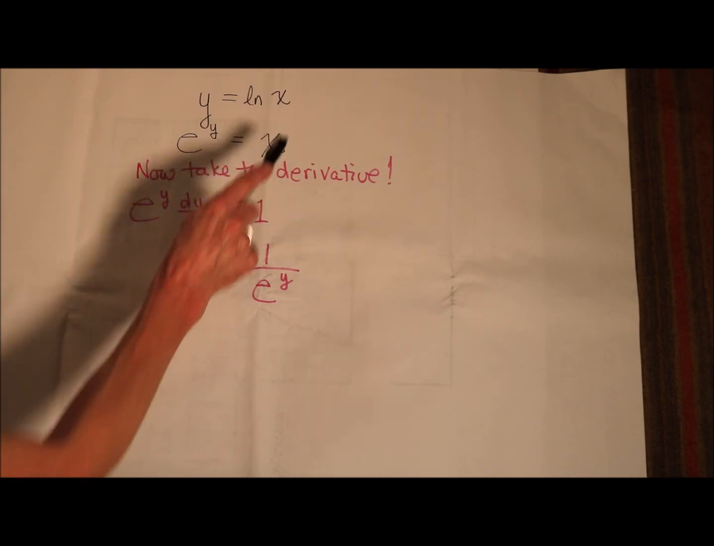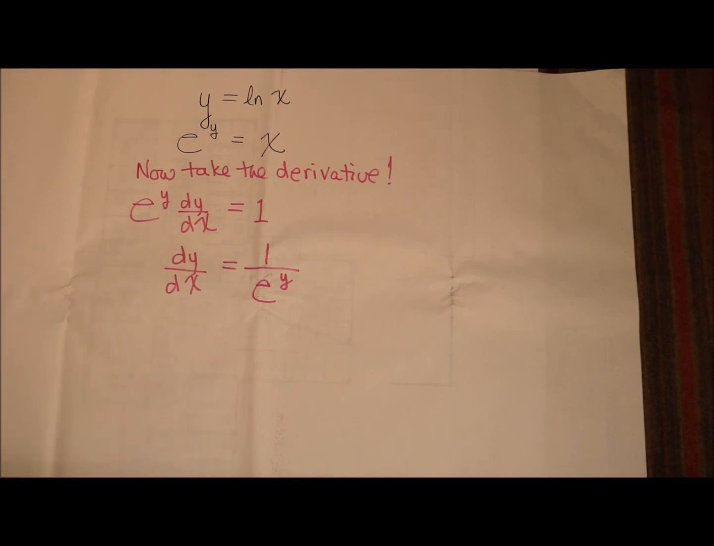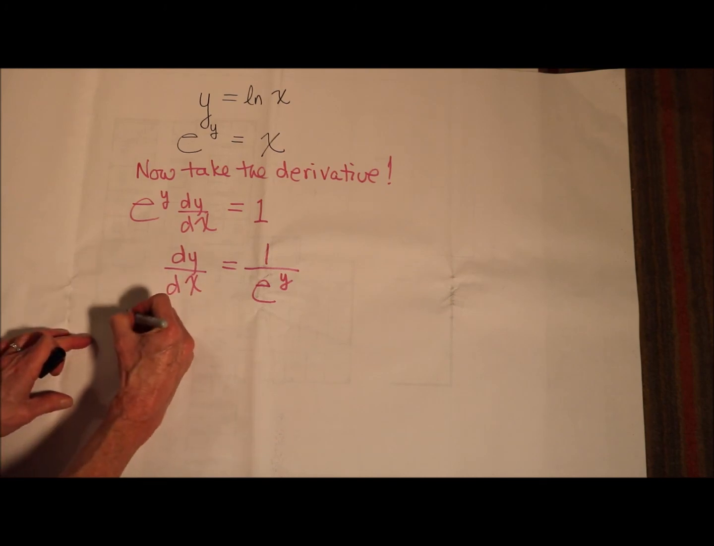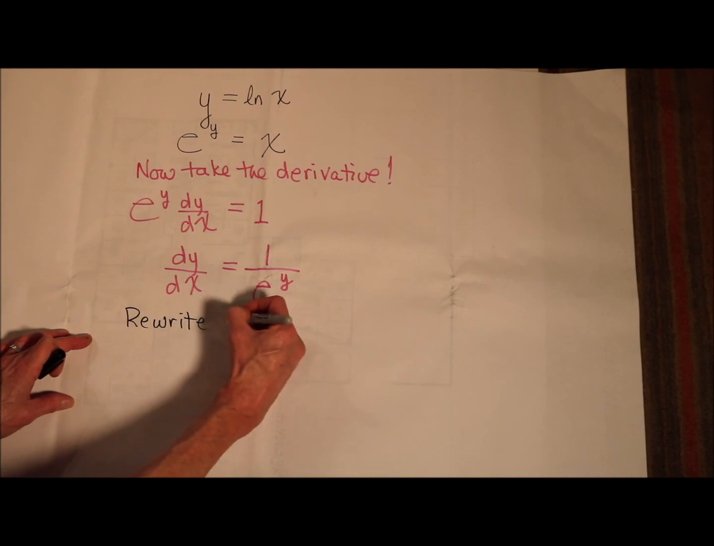What's the derivative of x? 1. Now if I want to solve for dy dx, I get 1 over e to the y. Woohoo! You found the derivative of natural log of x. But what looks unusual about this? Yeah, I have my derivative in terms of y, which is okay, but that might get a little awkward. So now try to rewrite this derivative in terms of x.